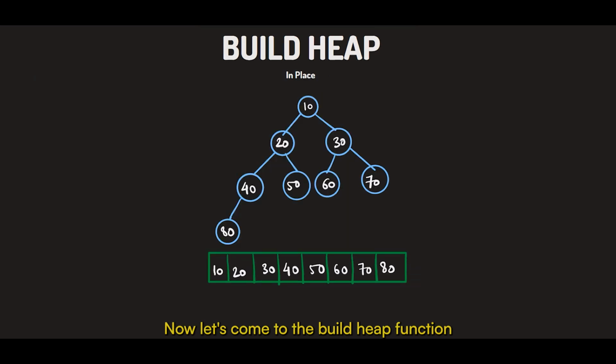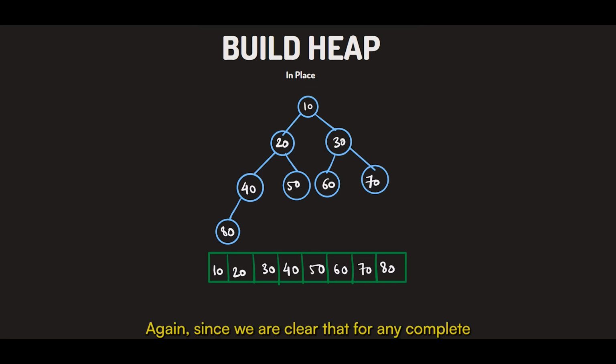Now let's come to the build heap function, or the build max heap function in our case. In this function, we convert a given array directly to a heap without inserting or deleting elements from the array. So all the operations are done in place.